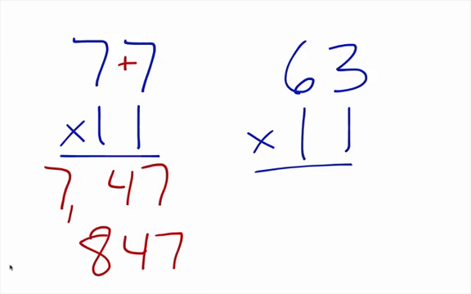847. Let's look at 63 times 11. I know that one is 693. Real simple. 6. We have our 3 over here. We add those two, and we have 9. 693. Pretty easy, right? Pretty simple.